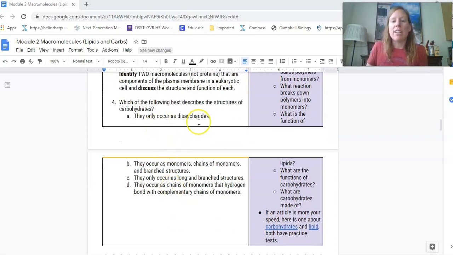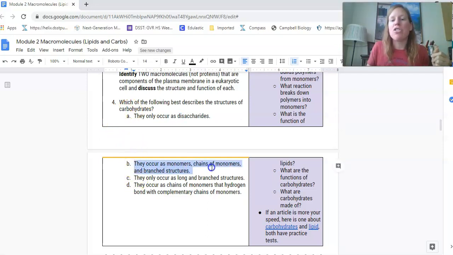Okay, so the choices: they only occur as disaccharides; they occur as monomers, chains of monomers, and branch structures; they only occur as long branch structures; they occur as chains of monomers that hydrogen bond with complementary chains of monomers. I tend to not like questions that have "only" in them, because in science it's very rare that it's only one thing, as in this case, only disaccharides. We know that monosaccharides exist because that was part of my word association, so I can cross A out.